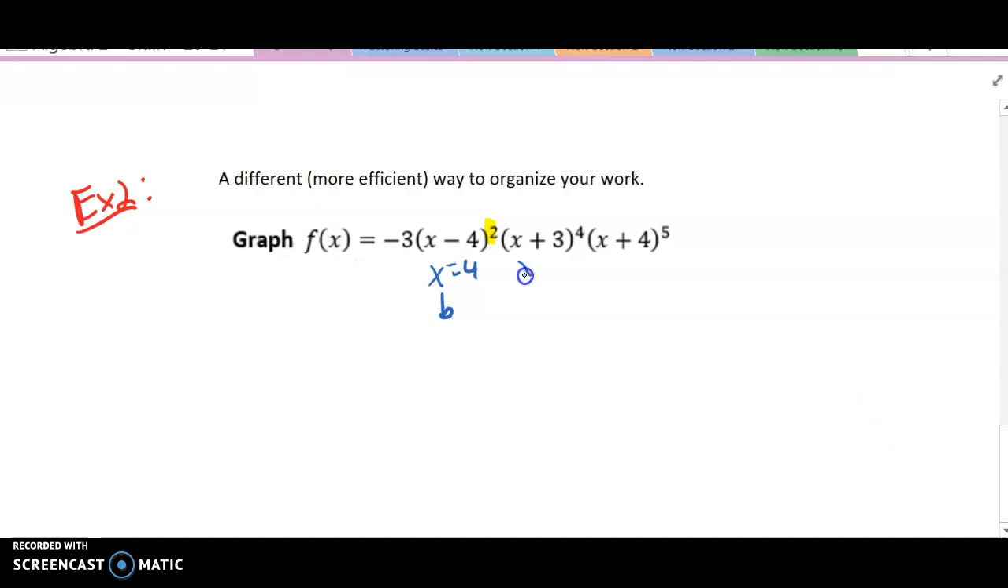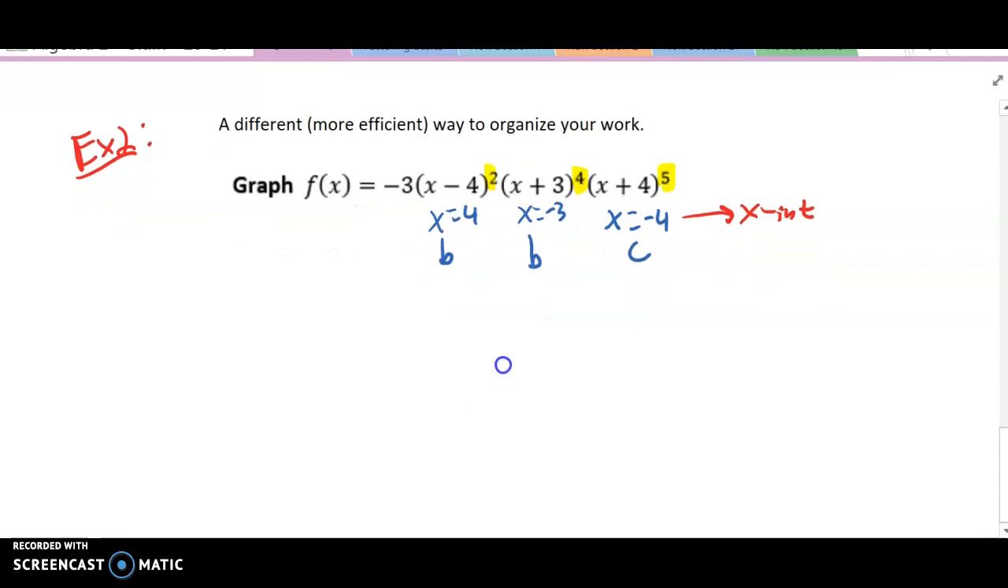Under 3, I've got x equals -3. Its multiplicity is 4, which is even, so it's also a bounce. And then lastly, I've got x equals -4, multiplicity 5, which is odd, so this is a cross. So these are our 3 x-intercepts. These are all x-intercepts.